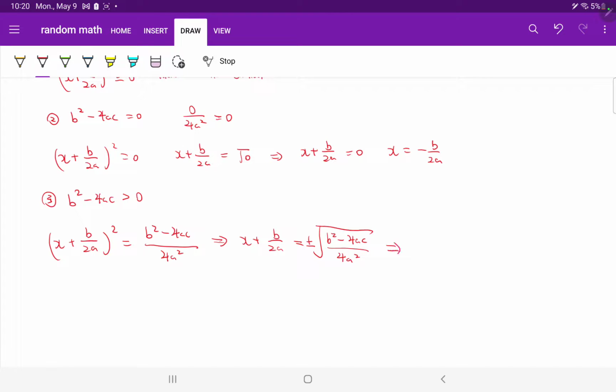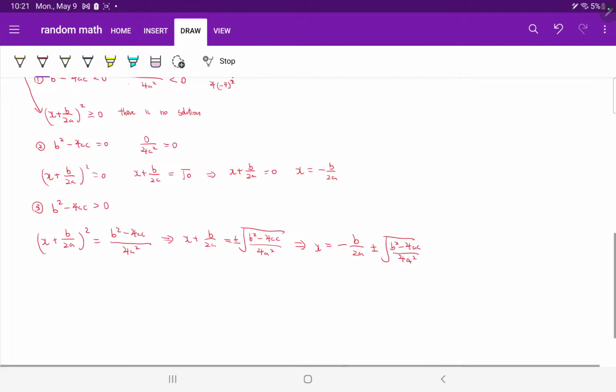Let's keep going. We want to solve for x, so how do we isolate x? We move the b over 2a from the left side to the right side. While doing that, it becomes negative, right? Because if we're moving a positive term from the left side to the right side, it becomes negative. So this whole thing becomes x equals negative b over 2a plus minus, remember, the square root of b squared minus 4ac over 4a squared.